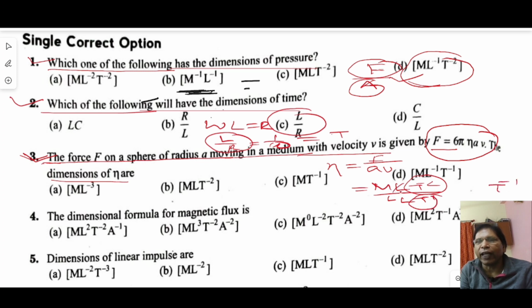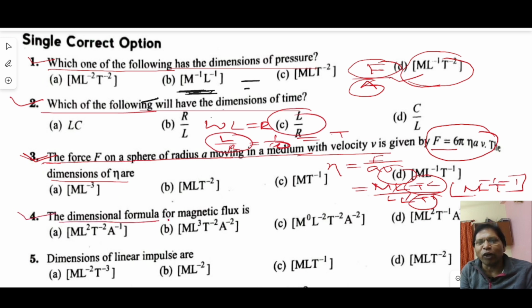Look at this, L cancels out. So this is L^-1 and M. So dimension of eta is ML^-1T^-1. This is option D correct. Okay. Now question number 4.